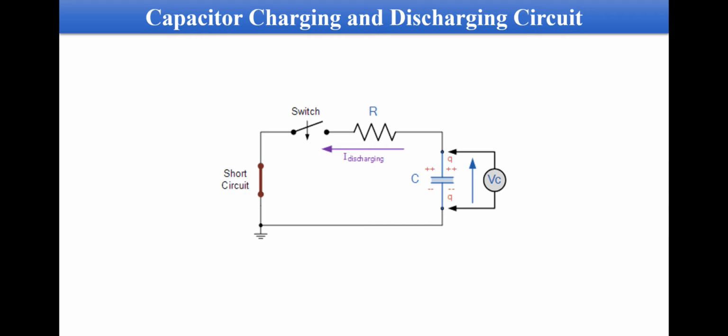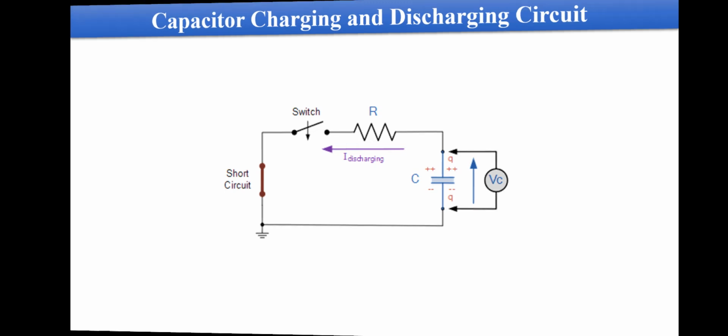In the next part, what we will do, we will remove the power supply and short circuit it, and at t equal to 0, we will start the discharge process of the capacitor, and you find that the discharge current flows through the resistance and the capacitor will discharge, and slowly the charges on the capacitor will be diminished, they will be reduced, and therefore the voltage will also be reduced.